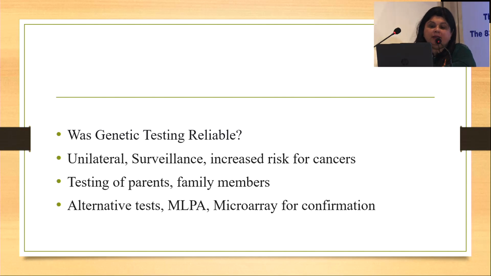Now, I don't know whether we should go to another company or the same one for systemic genetic testing. So, the question here: was the genetic testing reliable? If it was, it's positive in a unilateral case, so this child requires more surveillance, assuming that the child has an RB1 mutation. It requires a greater degree of surveillance. He may be prone to increased risk for cancers, not just RB. And then we should do testing of parents and family members for genetic counseling. But if it is not reliable, then what are the alternative tests? Should we go for MLPA, microarray, or other testing where this can say that no, this is not a correct finding?